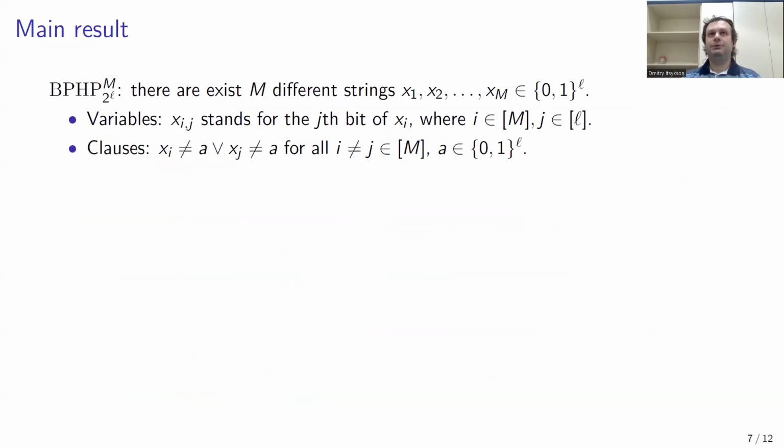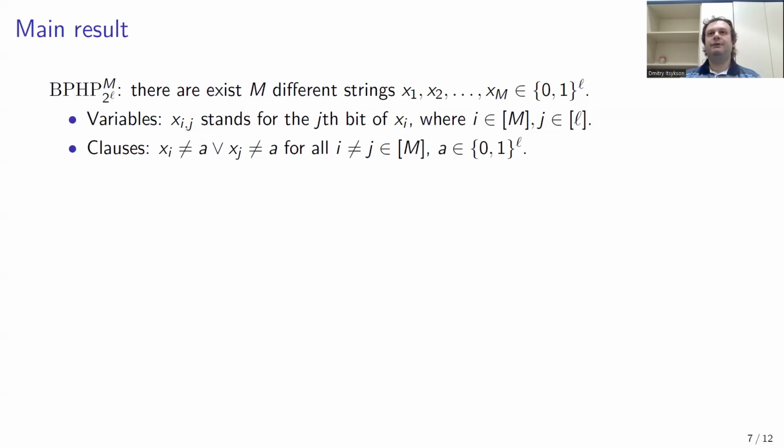The hard formula that we use is the binary pigeonhole principle. It states that there are m distinct binary L-bit strings. The statement is false if m is greater than 2 to the L. In other words, we will say that we have m pigeons and we have to put them into 2 to the L different holes. x_i is the bit address of the hole where the ith pigeon flies. The variables of the binary pigeonhole principle are two-index variables x_{i,j}. They correspond to the bits of the string x_i.